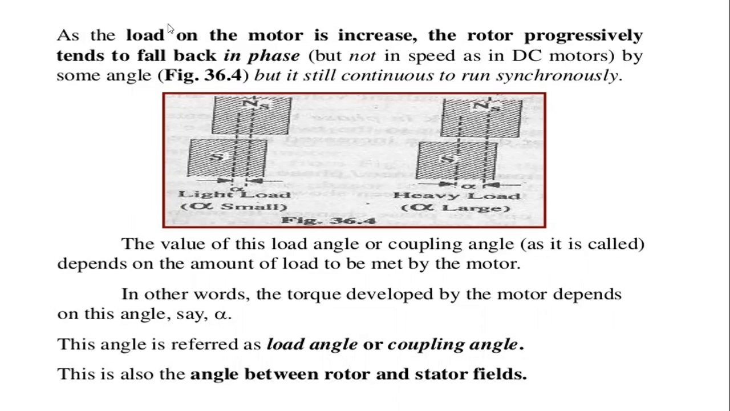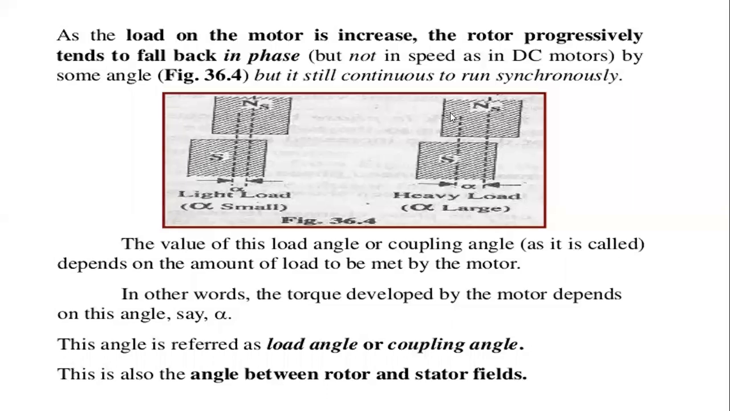As the load on the motor increases, suppose we are increasing the load on the motor, the rotor progressively tends to fall back, but not in speed as in the DC motor. It falls back by some angle, but it still continuously runs synchronously. This is the north pole and the south pole, N and S. This is also N and S. This is the light load condition and this is the heavy load condition.